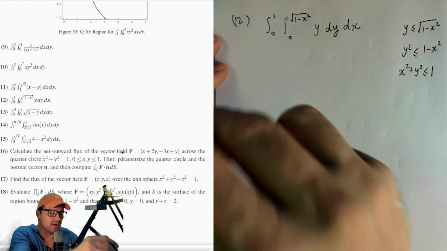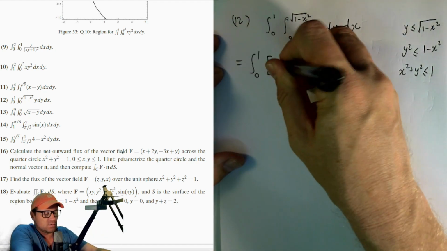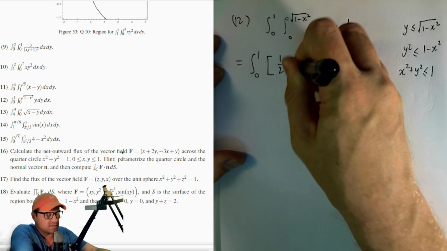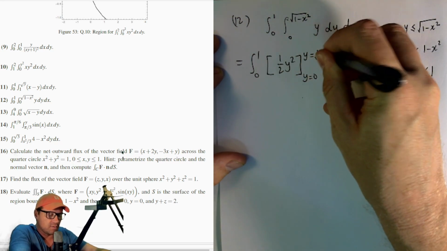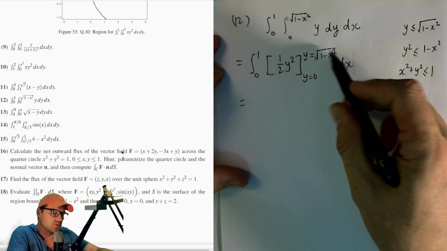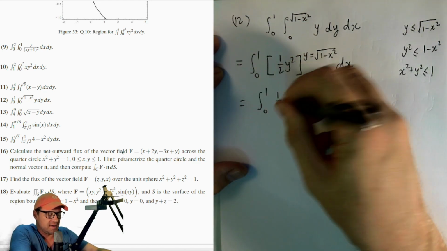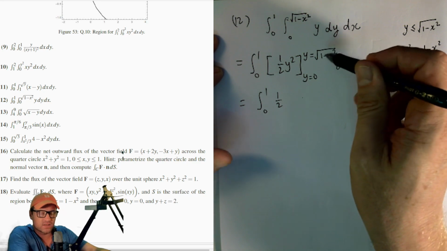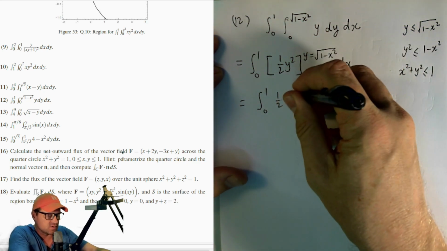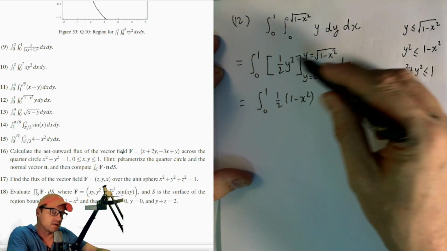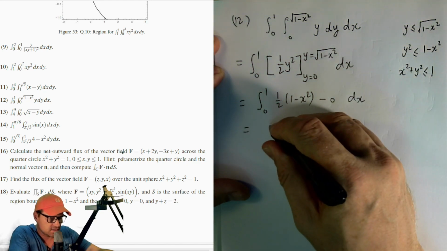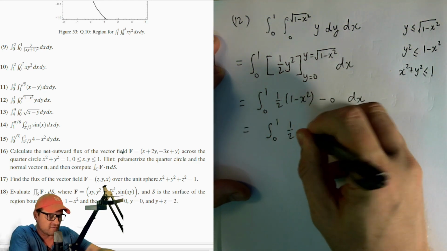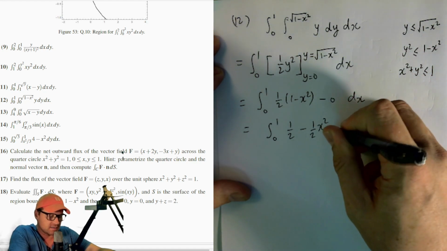Okay, so let's integrate this with respect to y. So we have a half y squared, y equals 0 to y equals square root of 1 minus x squared. So subbing this in, 1/2. Now squaring the square root of 1 minus x squared gives 1 minus x squared. Then we sub in y is 0, so we're just subtracting 0. Okay, and so we're integrating 1/2 minus 1/2 x squared dx.